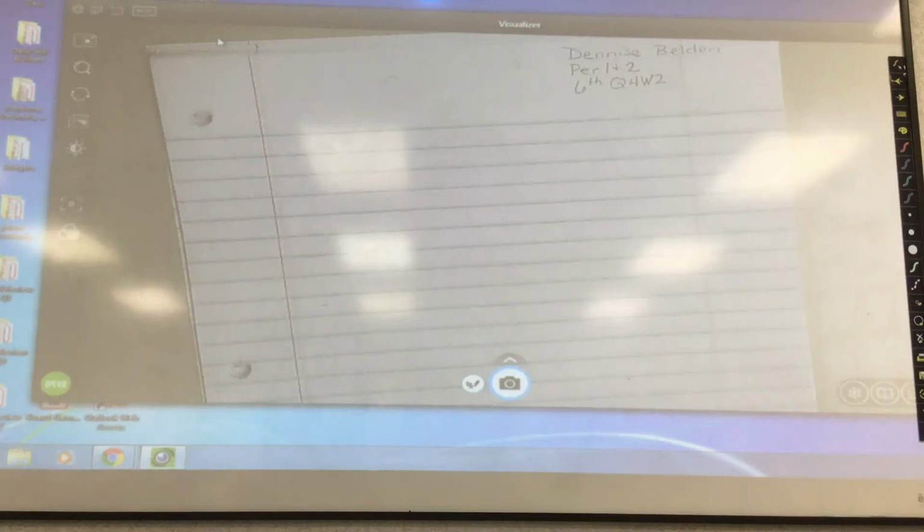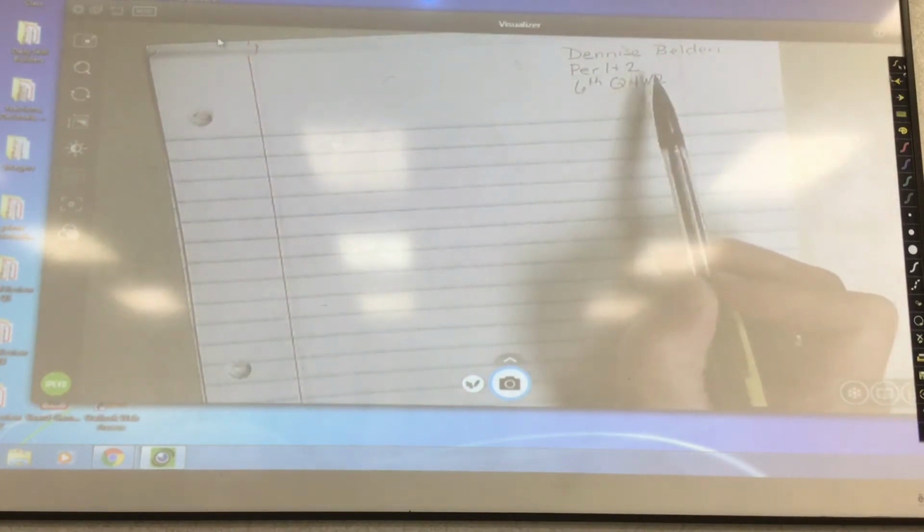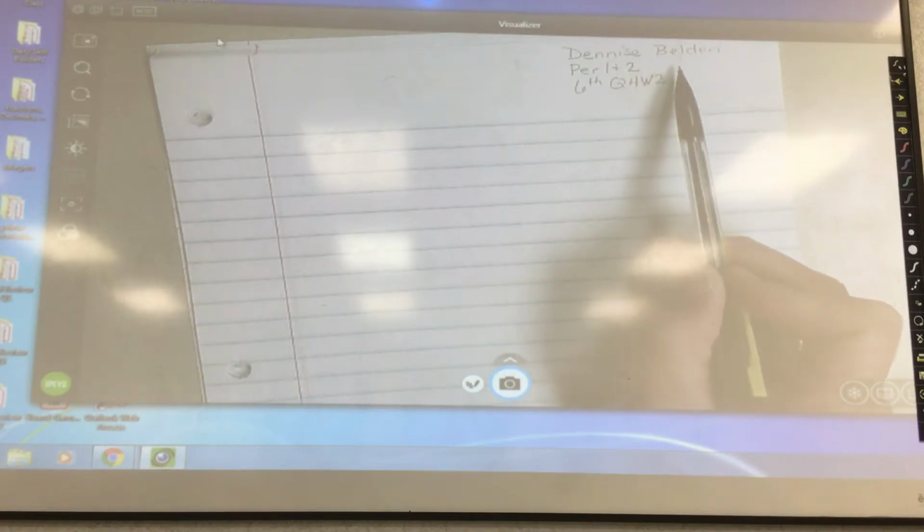Okay, as you can see, your first name and last name go in the top right hand corner, not in the left hand corner. You would put the period. This is period 1 and 2. Virtual learners, you're going to put period 3.